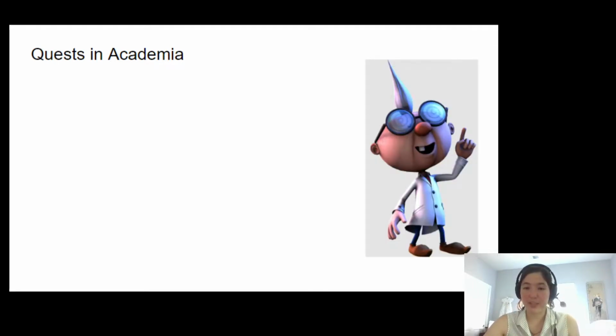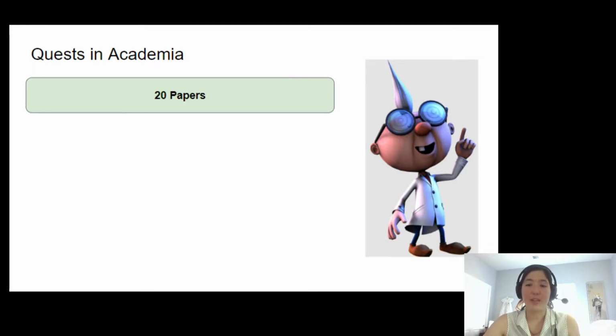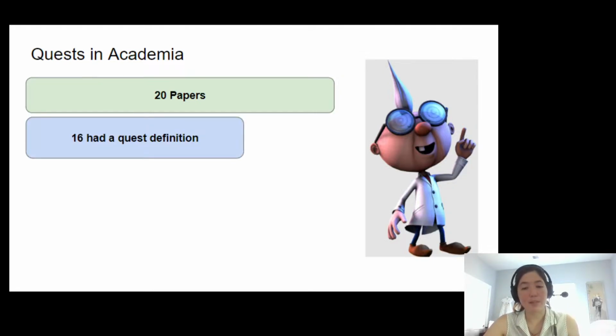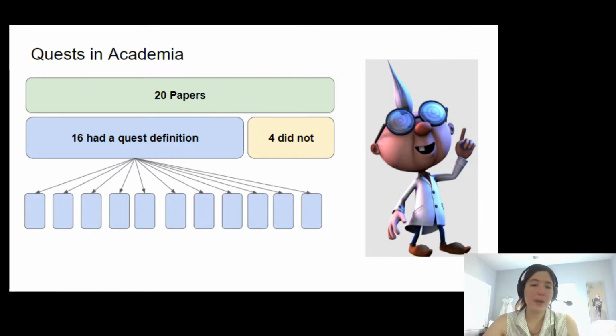In some previous work that I did, I was interested in the definition of a quest. So I looked at 20 papers from the PCG community that were focused on generating quests. In 16 papers, they had a quest definition, however, 4 of them did not. But the problem with those papers that did have a definition was that each of them was different. So there were no two papers that were using the same definition for their procedural content research.